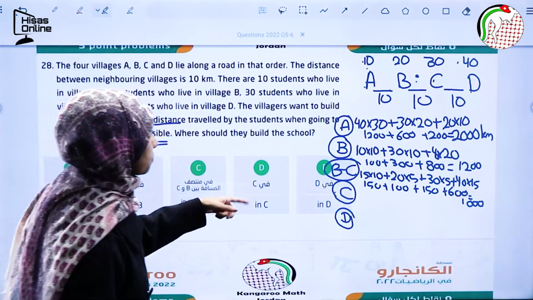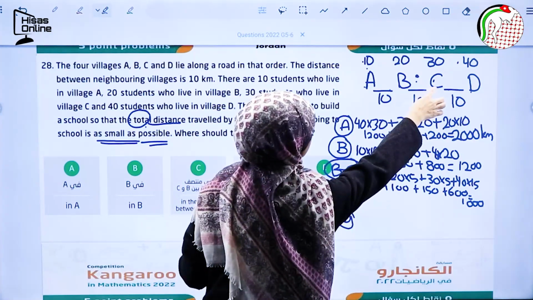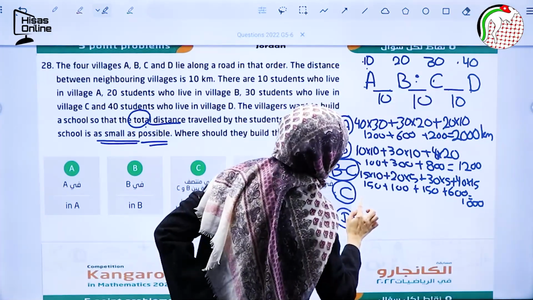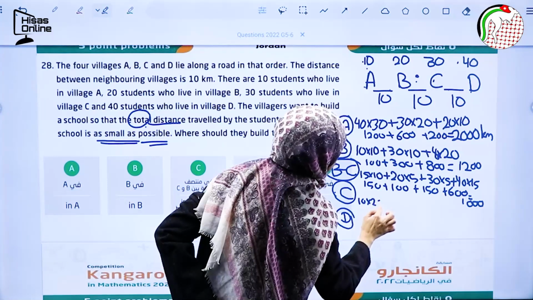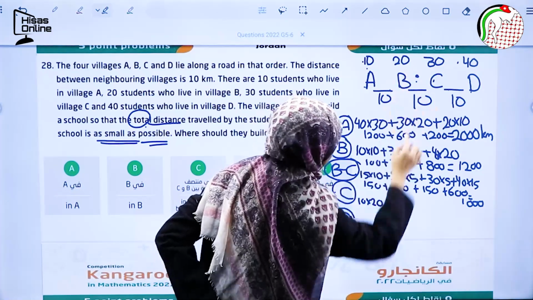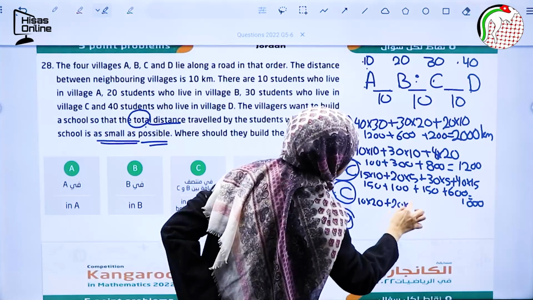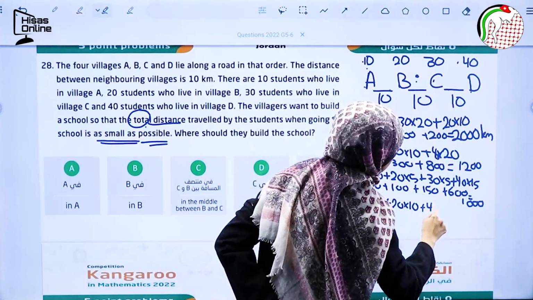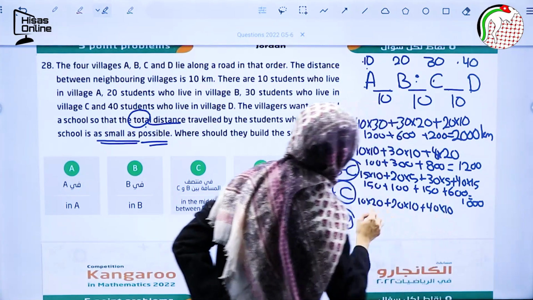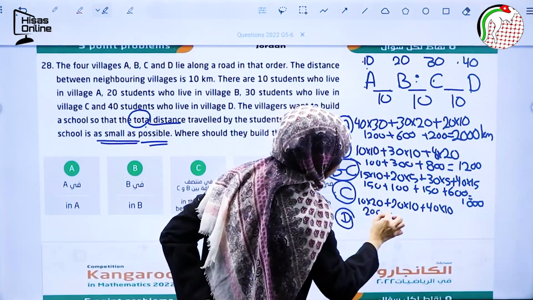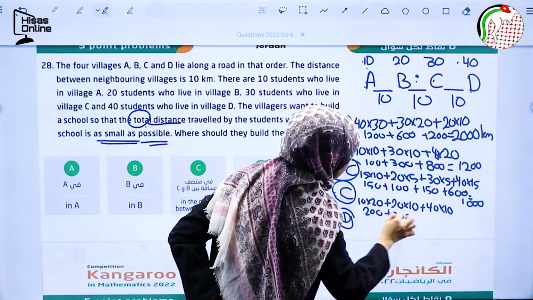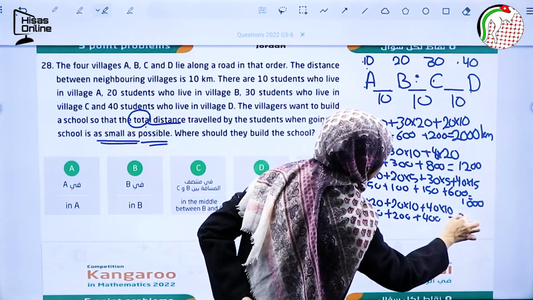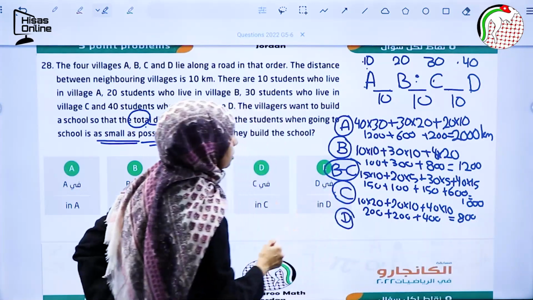Now in C here, 10 times 20 plus 20 times 10 plus nothing here and 40 times 10. That makes 200 plus 200 plus 400. That makes 800. There is a potential here in C.